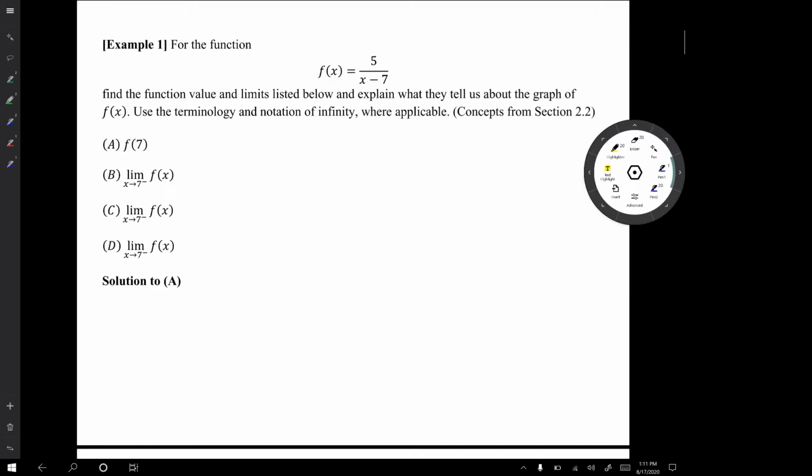For our first example, we're going to use the function f of x equals 5 over the quantity x minus 7. We're supposed to find the function value and limits listed below and explain what they tell us about the graph of the function f of x. And we're supposed to use the terminology and notation of infinity where applicable. That is, concepts from section 2.2. All right, so let's do question A first.